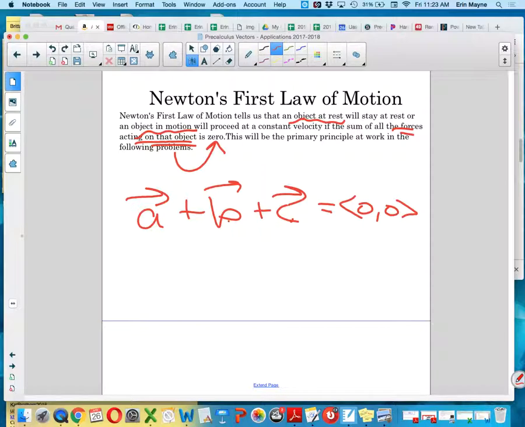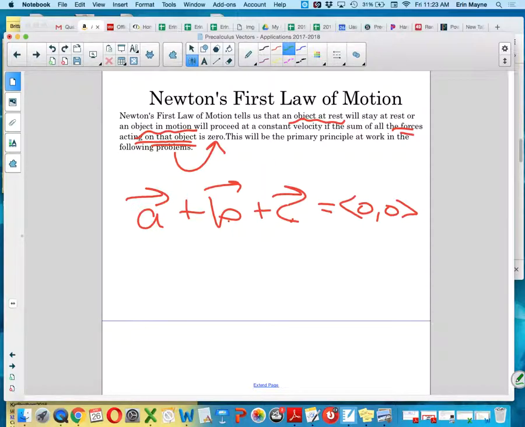In your homework, you're going to do a body in motion. You're going to have a barge pulled by one horse on one side and one horse on the other side. And as long as one horse moves and another horse moves, the barge still moves. Same concept: motion stays in motion when the sum of the forces acting on the item is 0.